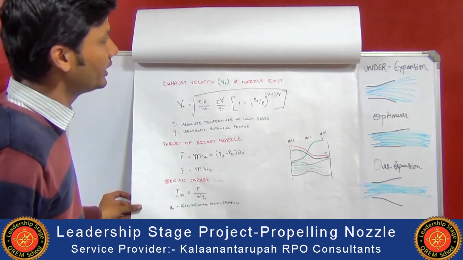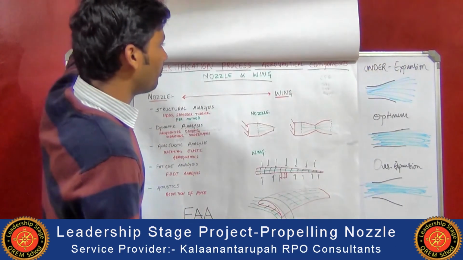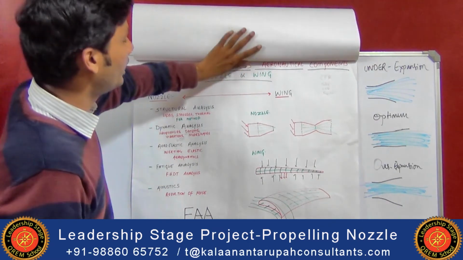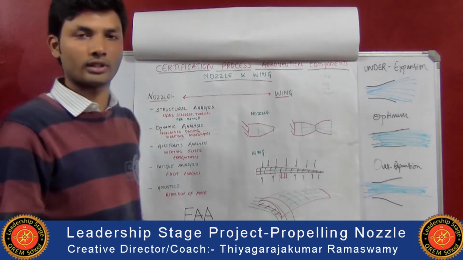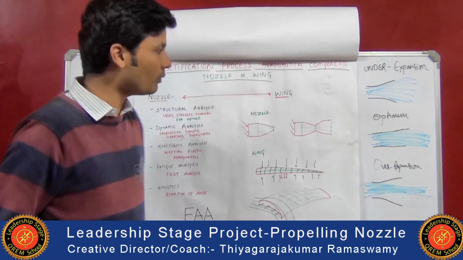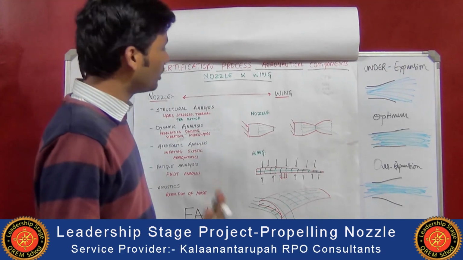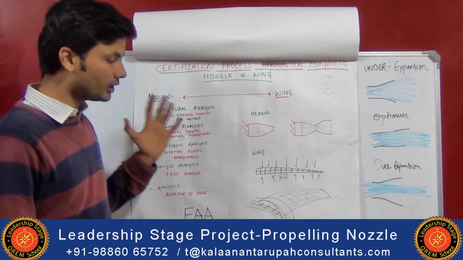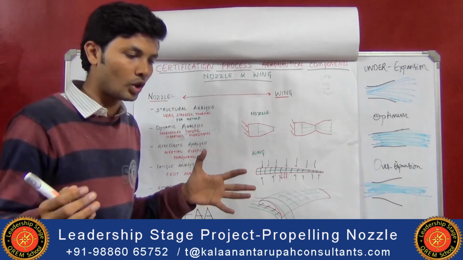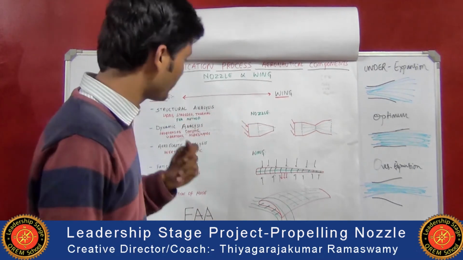So once the nozzle design has been done, it is mandatory for all the aerospace companies to certify their products, certify their components. Now we'll see a certification procedure for an aeronautical component, the nozzle and also the wing. First we'll see it for the nozzle. Actually the procedure for the nozzle and the wing will be almost the same, so we'll go along by discussing the nozzle and the wing.